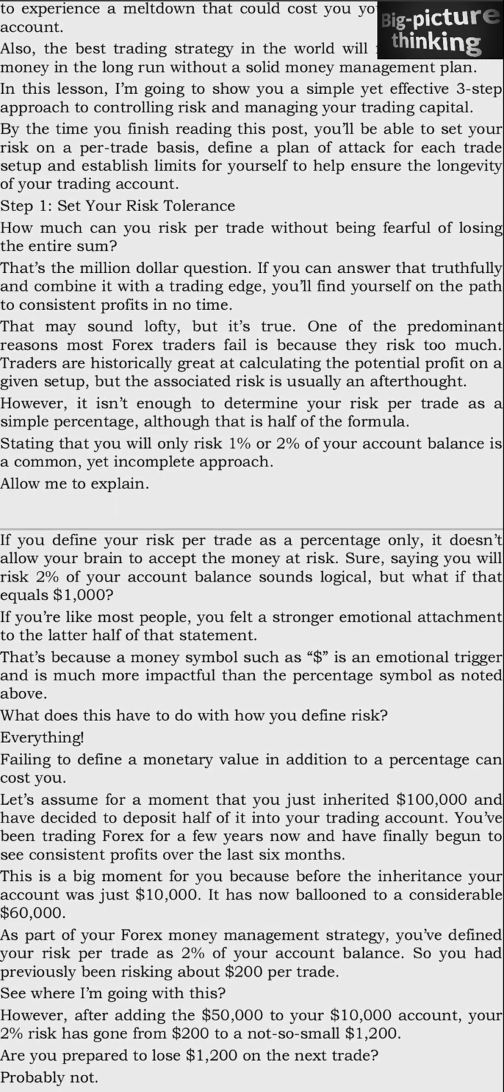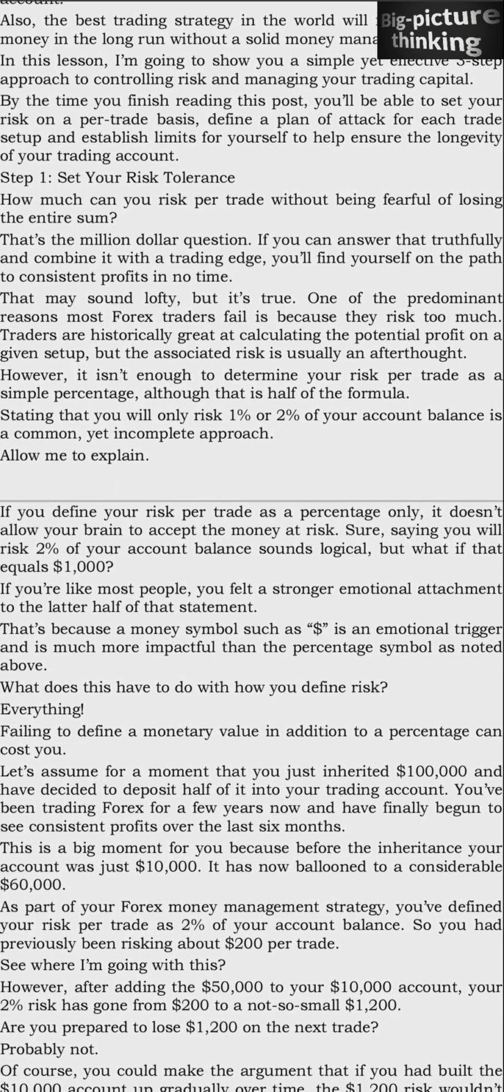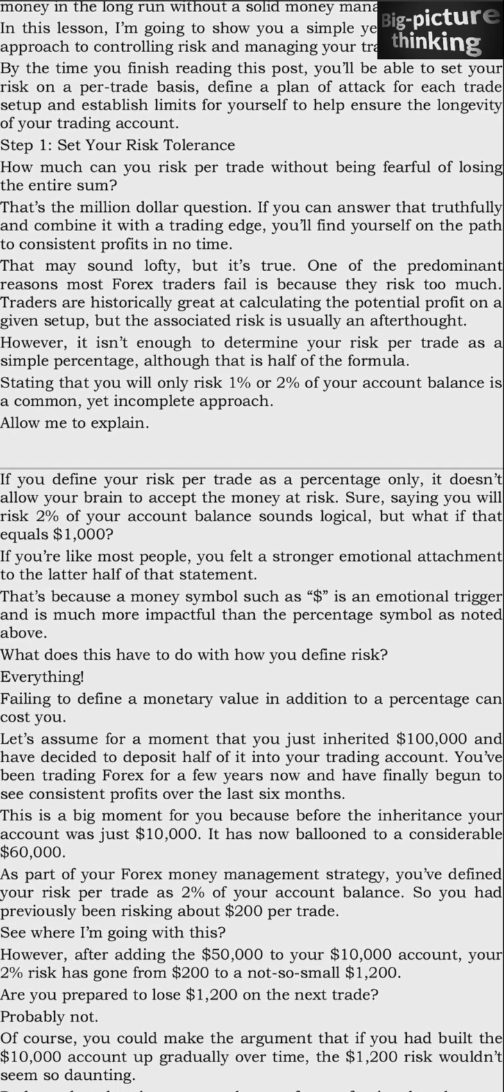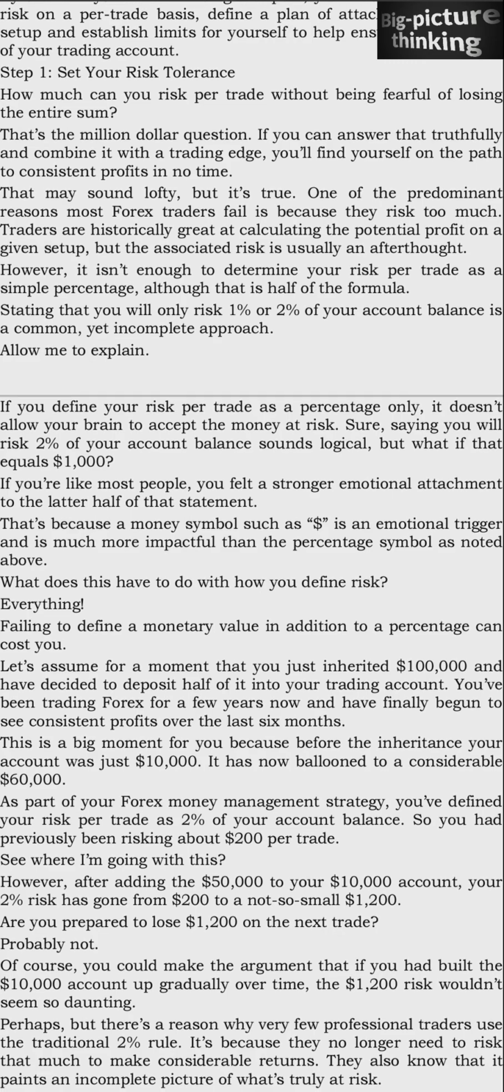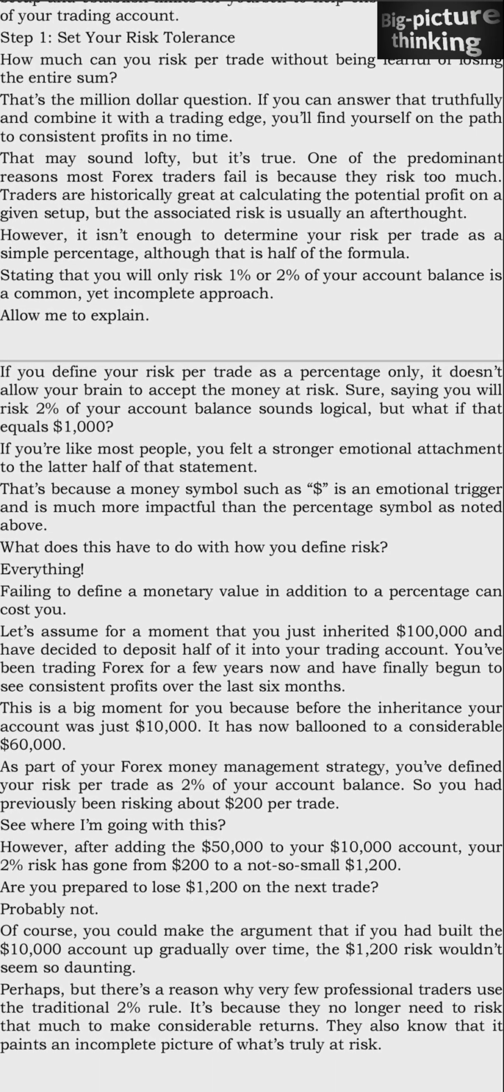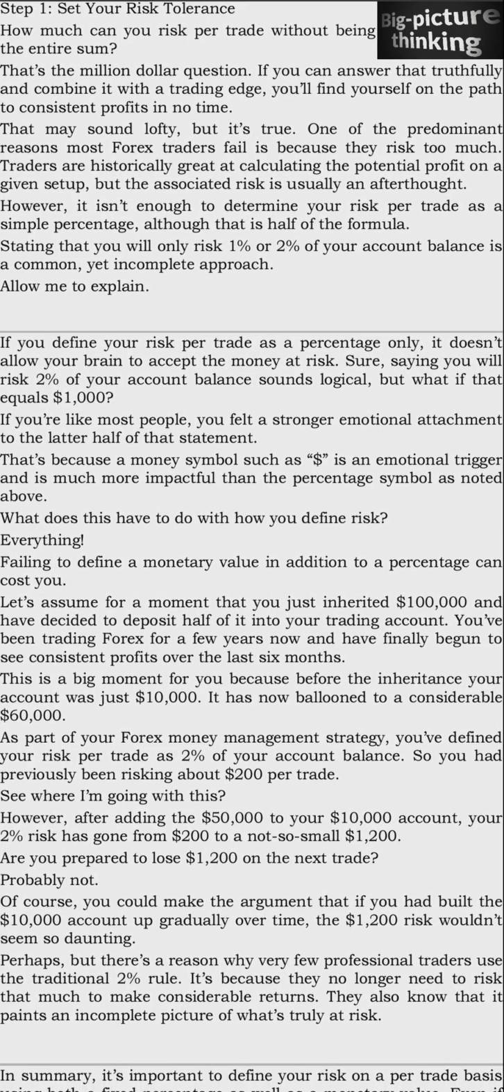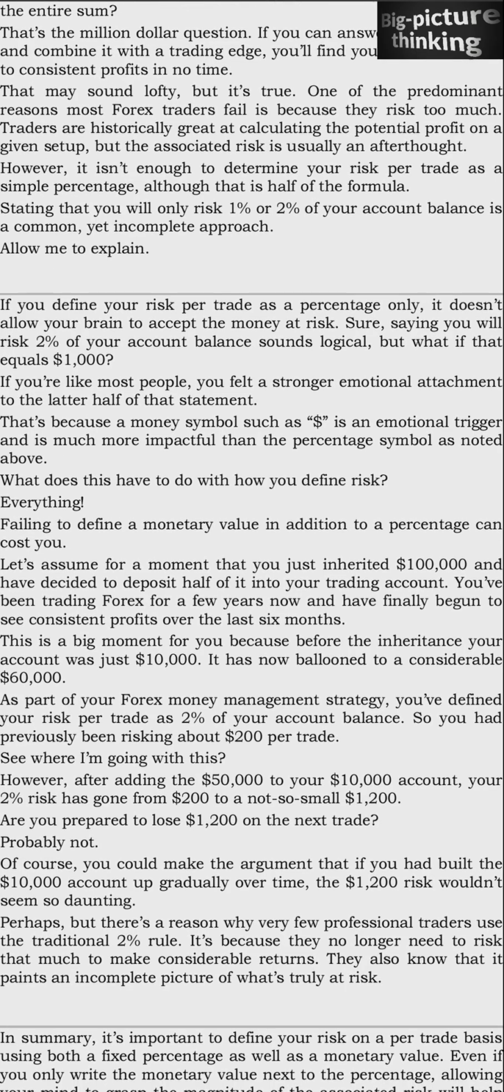If you define your risk per trade as a percentage only, it doesn't allow your brain to accept the money at risk. Sure, saying you will risk 2% of your account balance sounds logical, but what if that equals $1,000? If you're like most people, you felt a stronger emotional attachment to the latter half of that statement. That's because a money symbol such as the dollar sign is an emotional trigger and is much more impactful than the percentage symbol noted above. What does this have to do with how you define risk? Everything. Failing to define a monetary value in addition to a percentage can cost you.